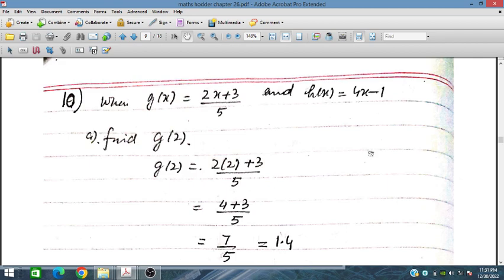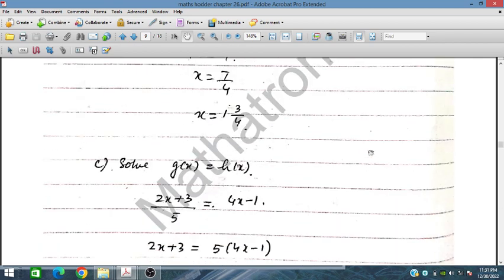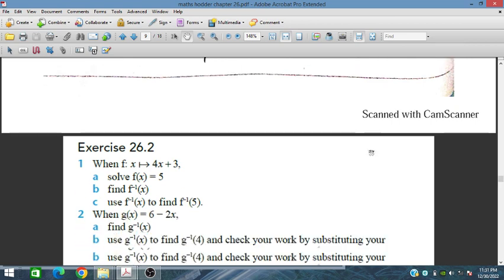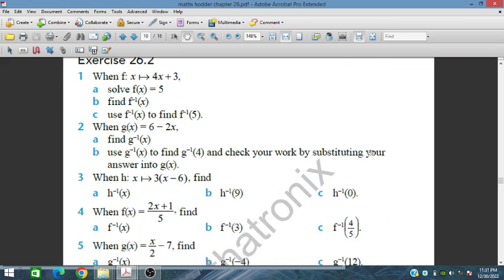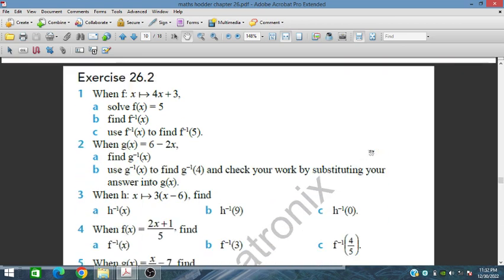Similarly for g(x) and this. And in the next session we will discuss 26.2 for these functions.